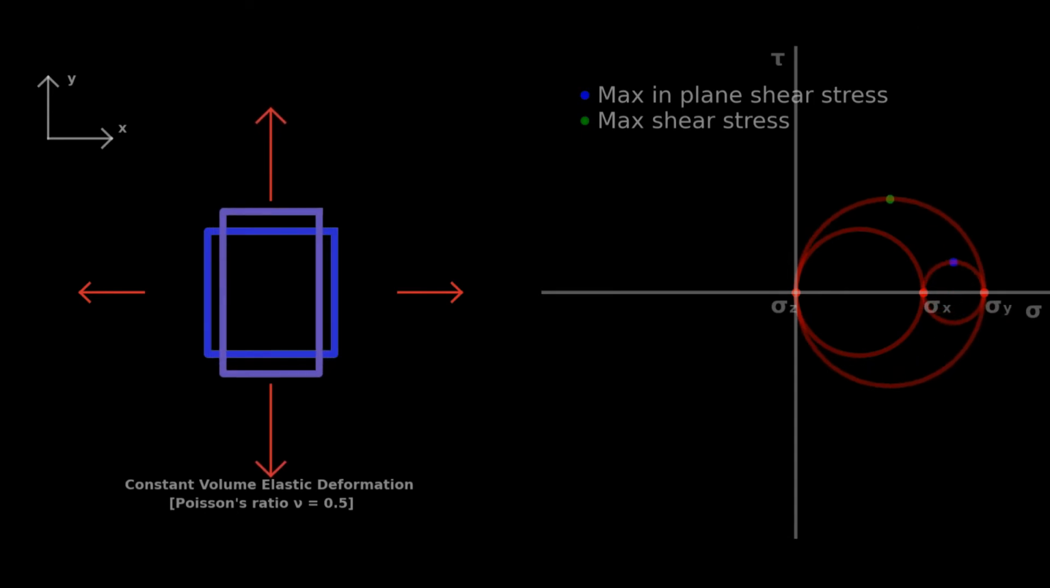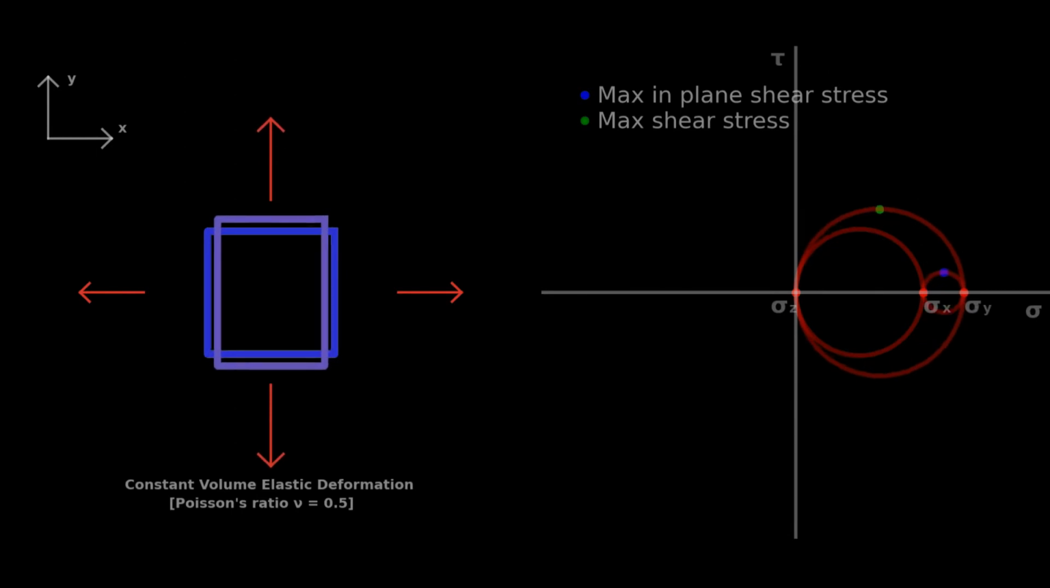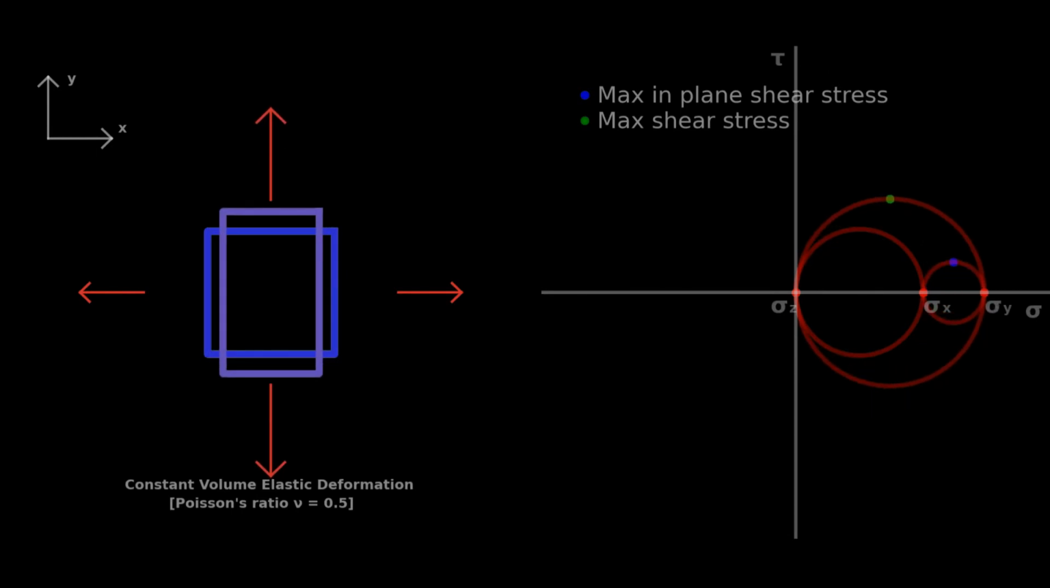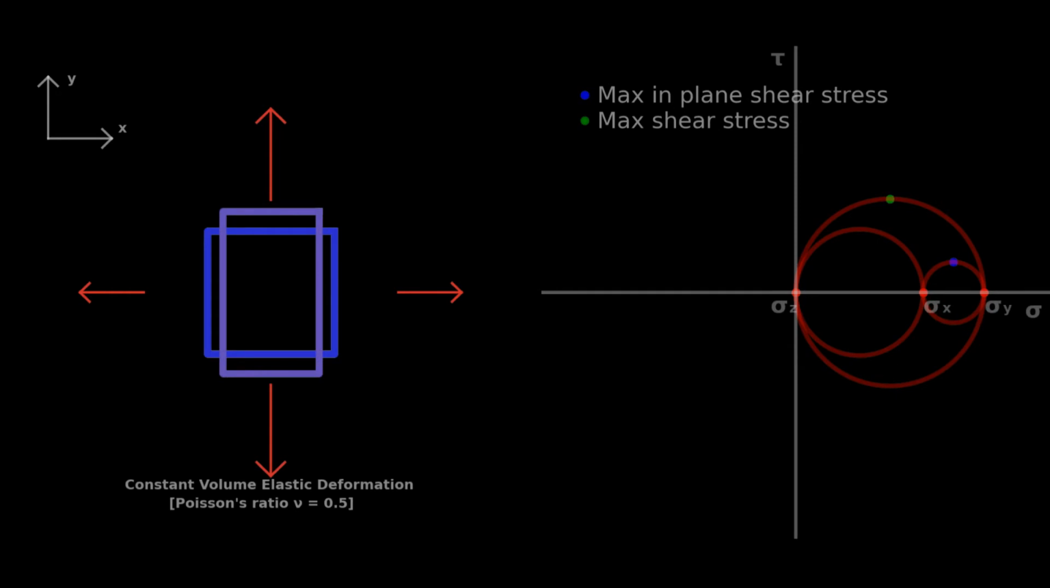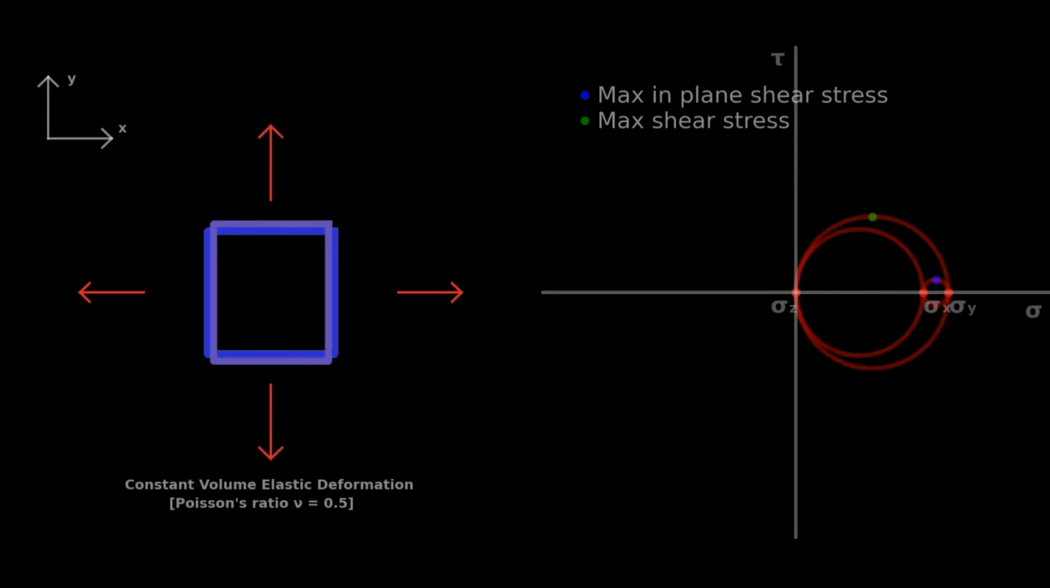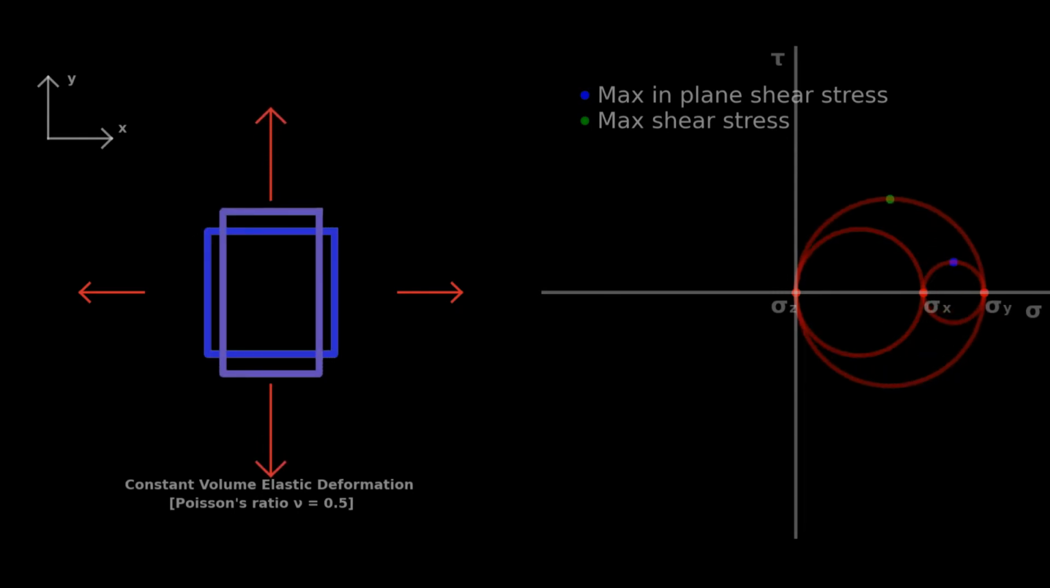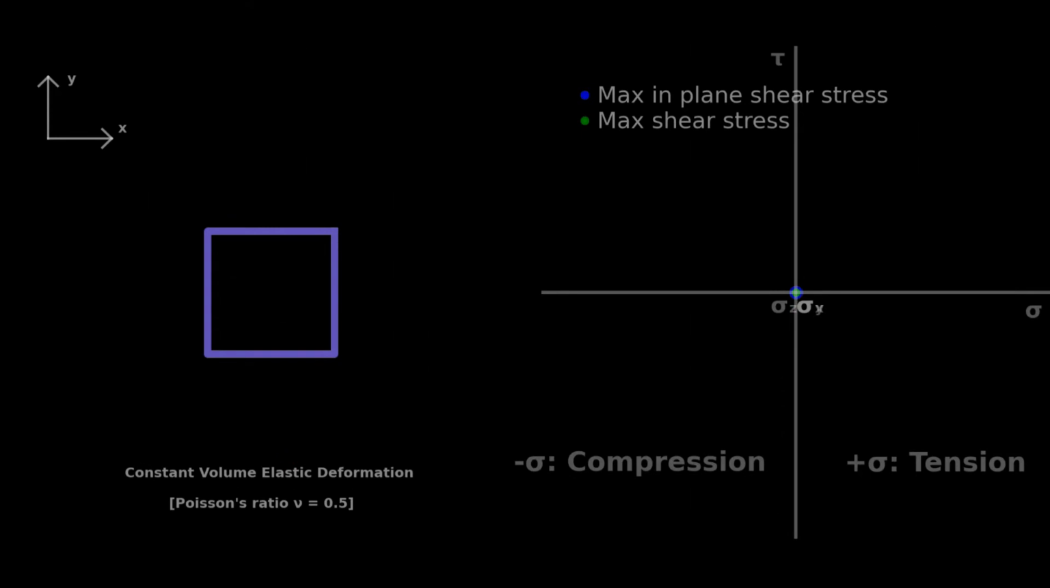Continuing to increase normal stress in the y-axis, the maximum in-plane shear stress becomes 0 and then increases as the y-axis stress exceeds that of the x-axis. Notice that the in-plane shear stress is 0 when the stress in the x-axis equals that in the y-axis. Once the stress in the y-axis exceeds that in the x-axis, the yz plane experiences the maximum shear stress. This can be seen as the green point transfers from the zx plane to the zy plane.